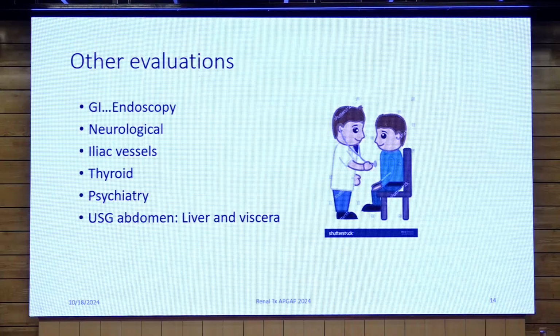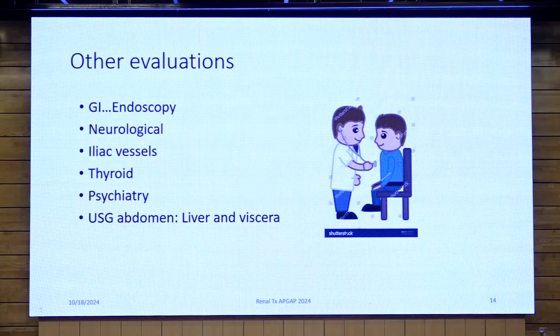Other evaluations. A patient coming for transplant needs to be evaluated by every specialty. Endoscopy needs to be done to rule out ulcers, or a CLO test for H. pylori infection, which needs to be treated. Any neurological evaluation needs to be done because a hypertensive patient may have had a stroke earlier. Angiography, or at least an imaging of the iliac vessels, needs to be done because your new graft is going to be placed and anastomosed to the iliac vessels.